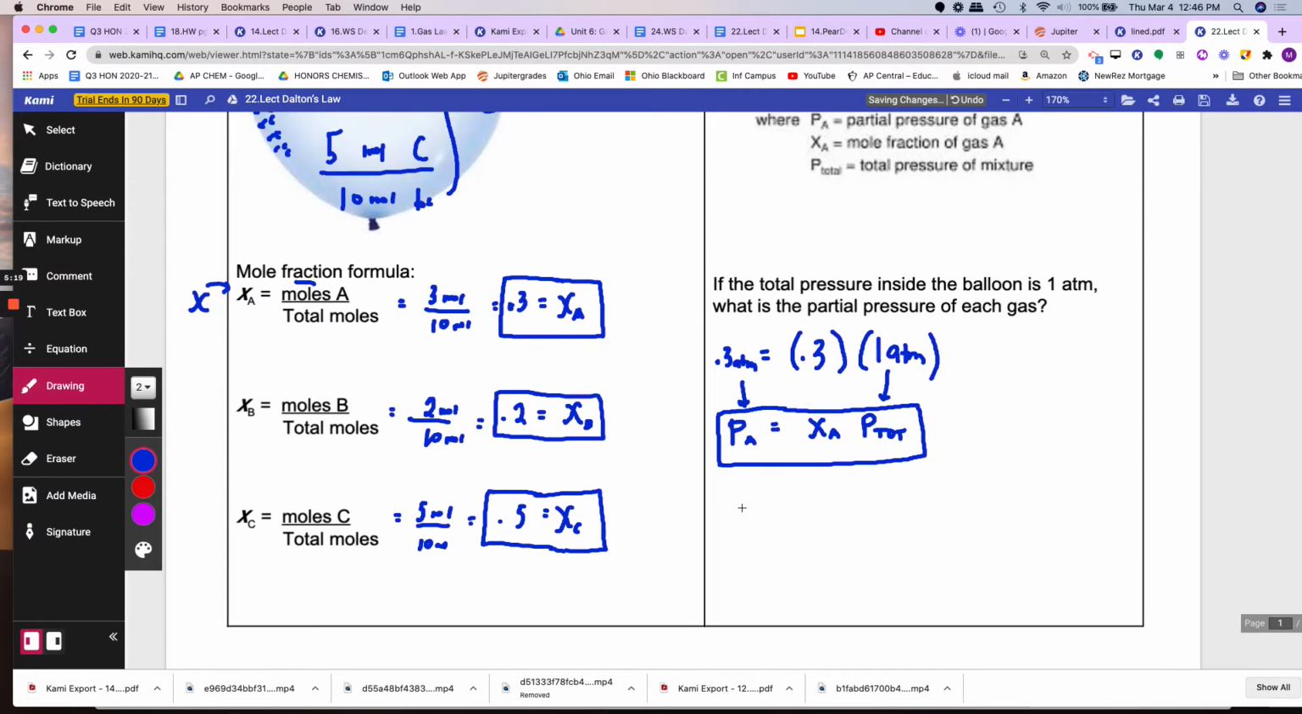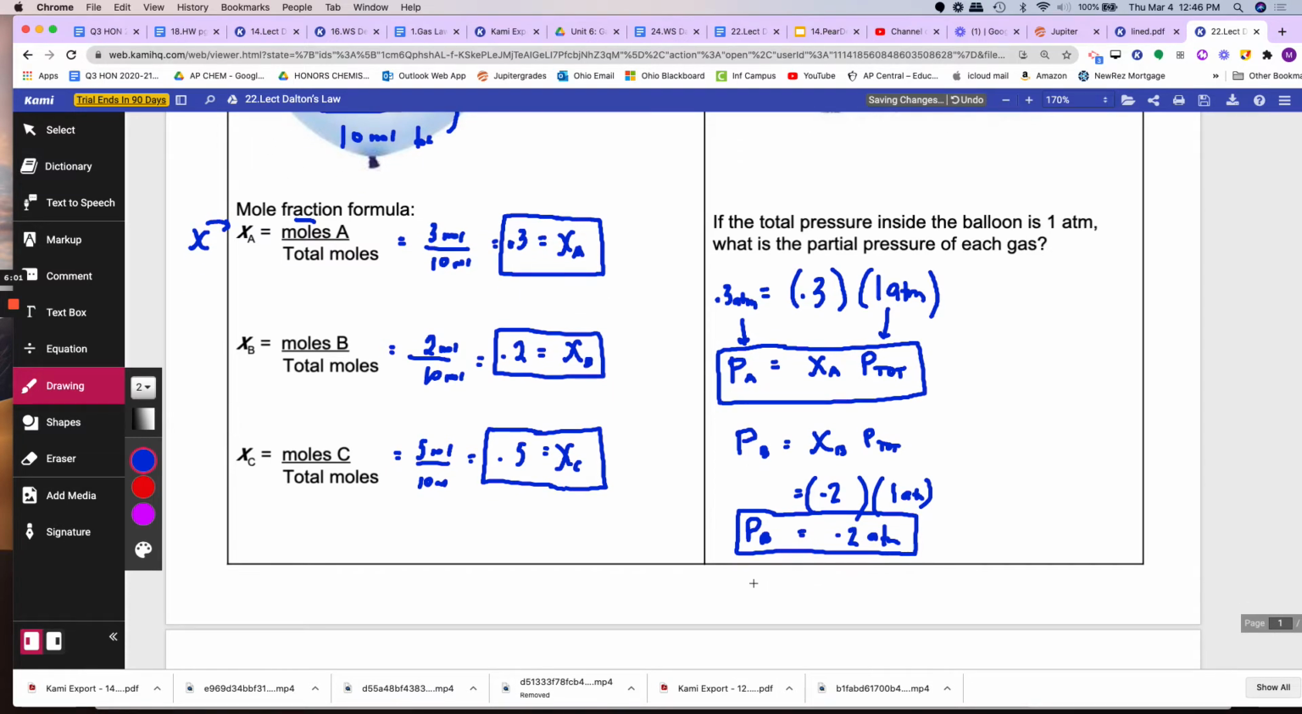So the A can change to B. If we wanted to get the partial pressure of B, it is equal to the mole fraction of B times the P total. The mole fraction of B would be 0.2 from this formula here. P total would be 1 atm. So it would be 0.2 atm. So this is the partial pressure due to the molecule B. And the partial pressure due to C would then be 0.5, that's the mole fraction, times 1 atm, which is equal to 0.5 atm.